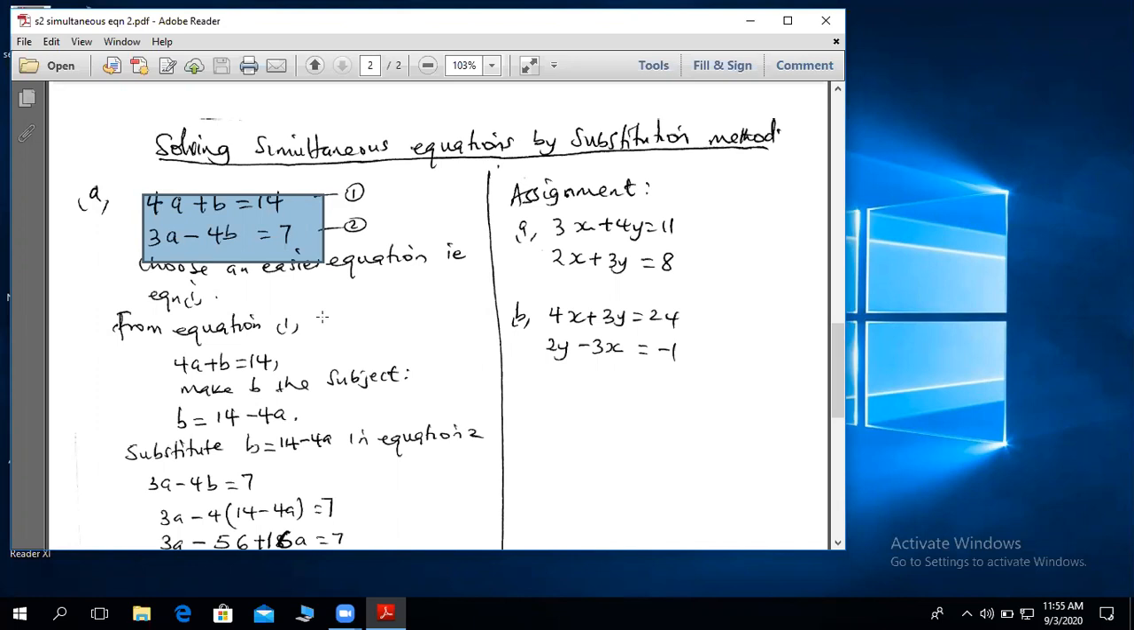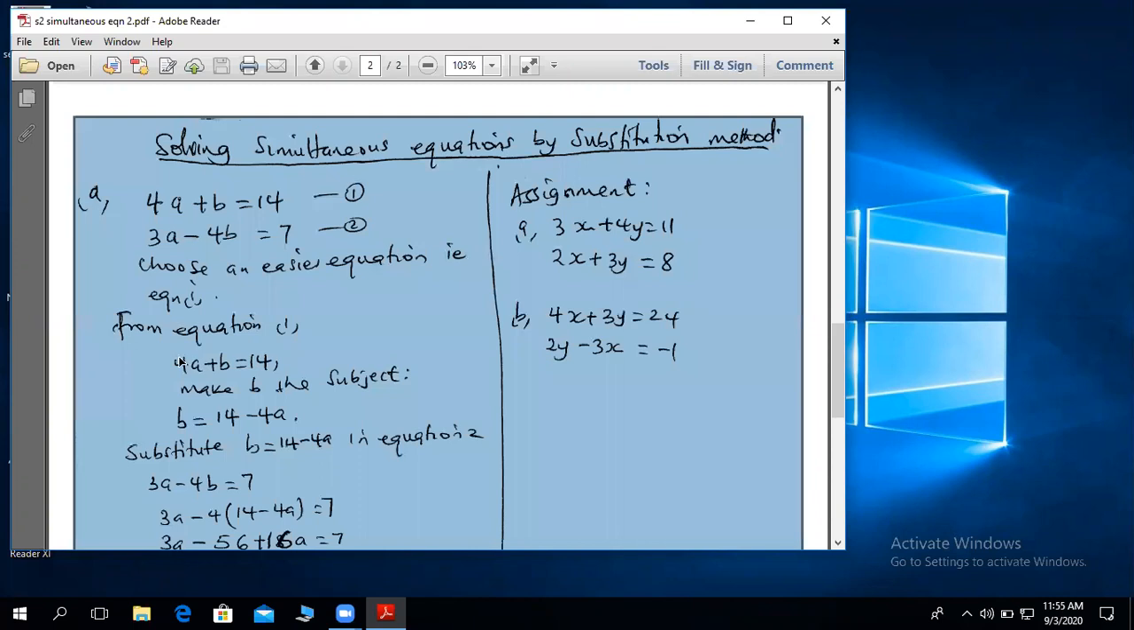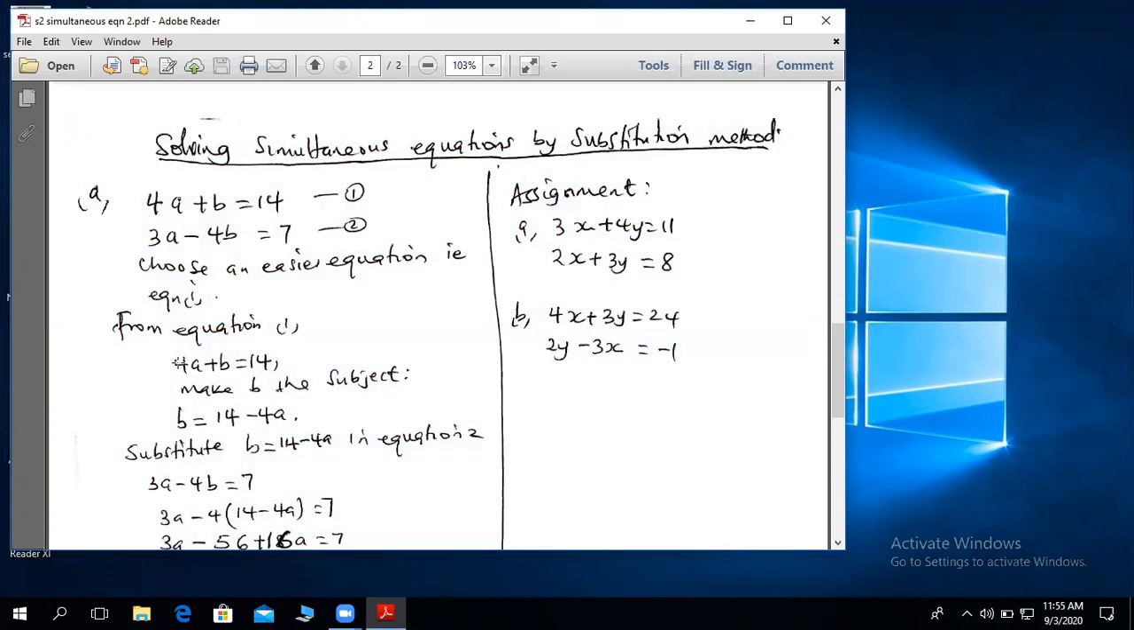So I chose equation 1, and from my equation 1, I made b the subject of the formula. How? By taking 4a to the right hand side, and when it crosses the equal sign, no question about that, the sign changes to negative. So I have b equal to 14 minus 4a. You see that one clearly.